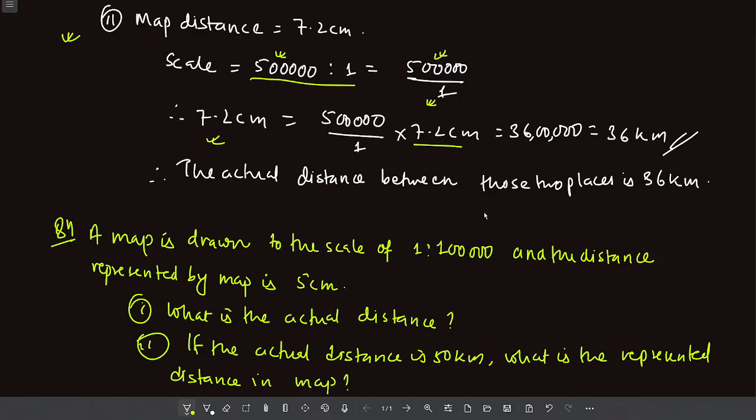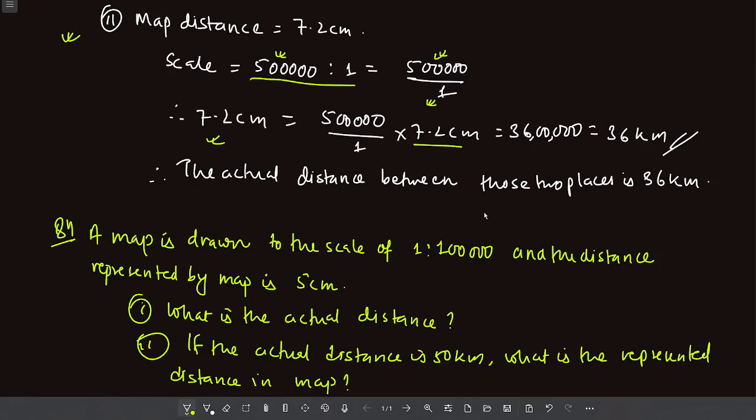A map is drawn to the scale of 1 is to 1 lakhs, 1 and 5 zeros, and the distance represented by the map is 5 centimeter. 5 centimeter is the distance in map. Now you need to find what is the actual distance for 5 centimeter? And if the actual distance is 50 kilometers, then what is the represented distance in map? These two questions are similar to the above question. It is just manipulation of that given ratio, given scale.